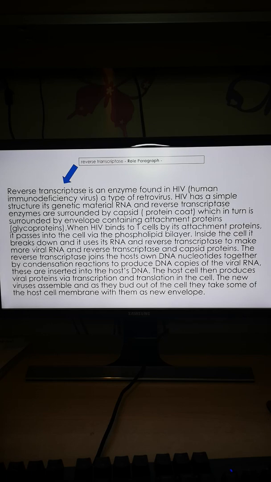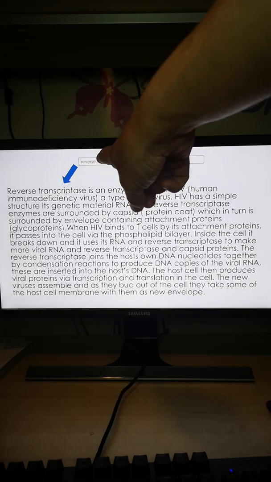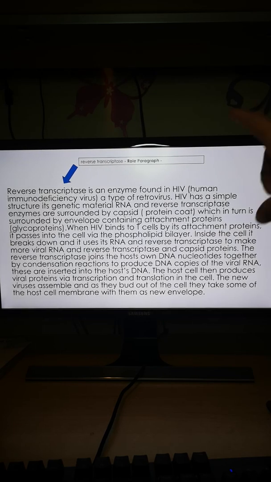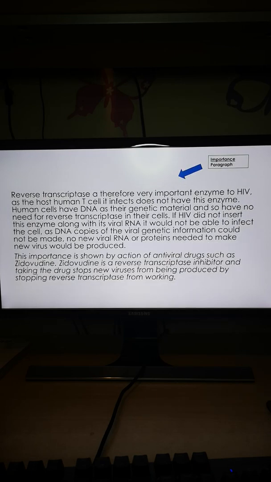The new viruses assemble, and as they bud out of the cell, they take some of the host cell membrane with them as a new envelope. So that's the role of reverse transcriptase within HIV infecting a cell. Once I've done my role paragraph on how the enzyme works and what it does, and you can see it's just like a description, like a 5 marker, I follow it up with an importance paragraph. So I say reverse transcriptase is therefore a very important enzyme to HIV.